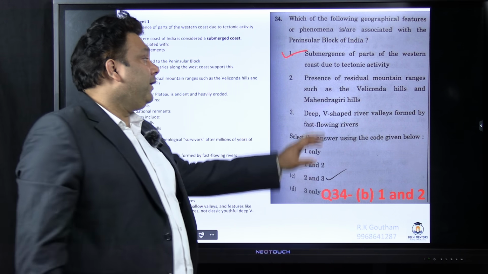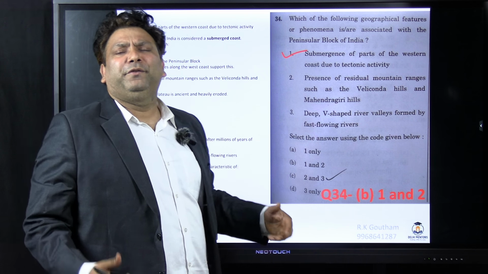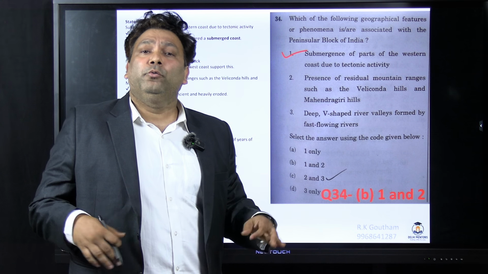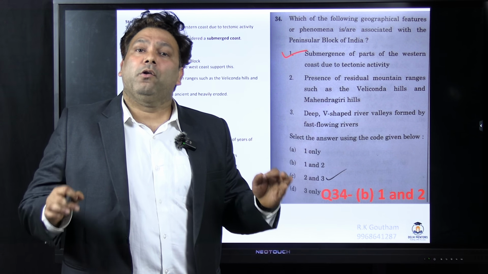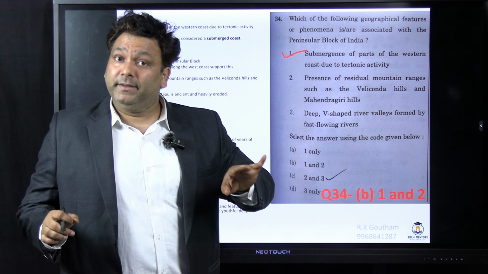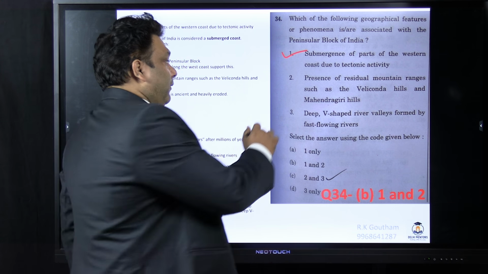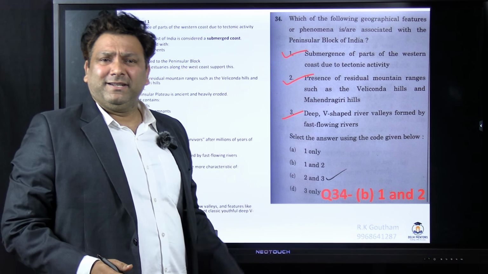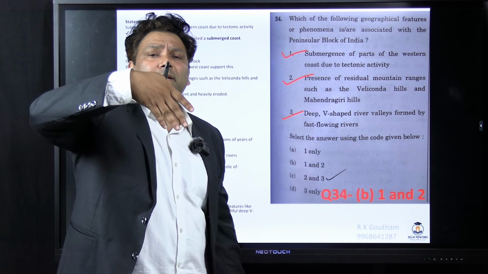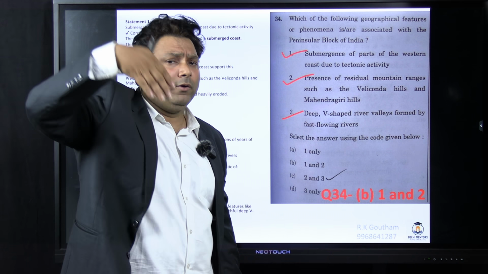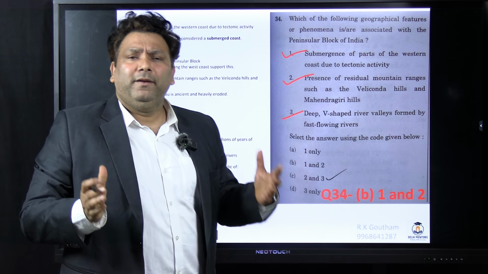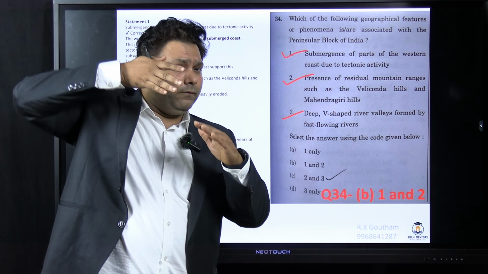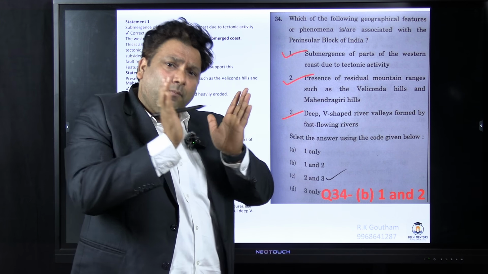Now the presence of residual mountains, obviously the Peninsular Plateau is very old, extremely old. In fact, the Chota Nagpur Plateau, the Singhbhum Plateau is said to be the oldest rock on the surface of the earth, though in textbooks you will be finding the Northwest Territory of Canada. Now this is also a right statement. Deep V-shaped valleys, in fact, you will be finding in the Himalayan part, because there the rivers will be very swift and vertical cutting will be more, whereas the Peninsular Plateau is a very old landform. You will not have very high mountains for the rivers to cut across and form V-shaped valleys.